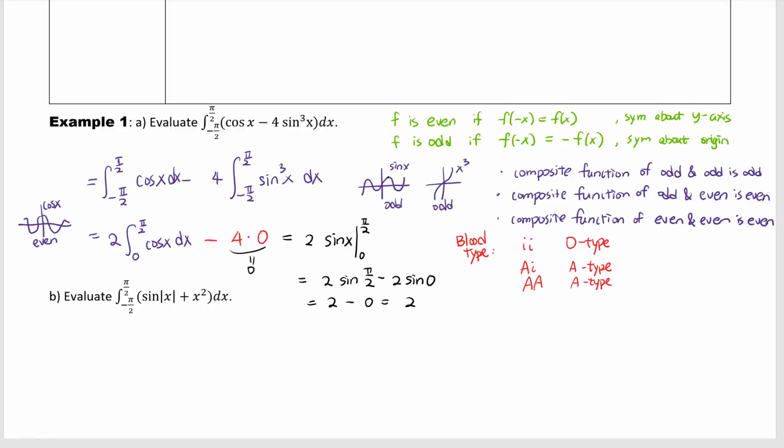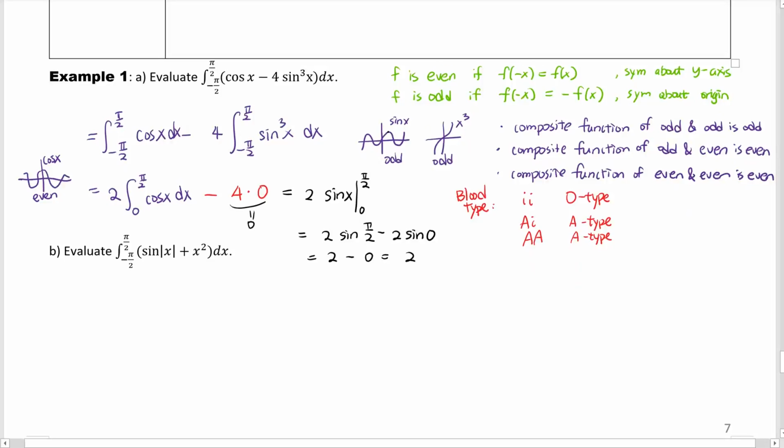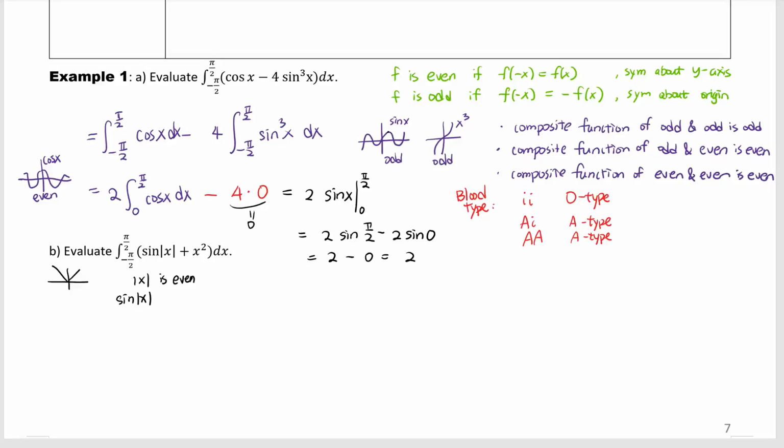Evaluate the integral from minus pi over 2 to pi over 2 of sine of absolute value of x plus x squared. Here we know this is a composite function. Absolute value of x is an even function because it is symmetric about the y-axis. When we composite an even function and an odd function like sine x, we will get an even function. So sine of absolute value of x is even, and x squared is also even. So this function is an even function.